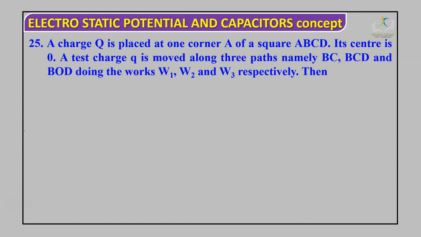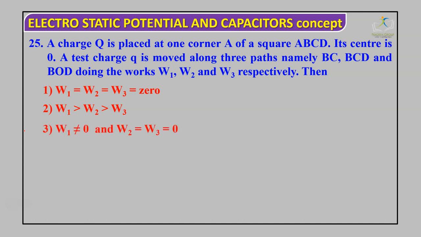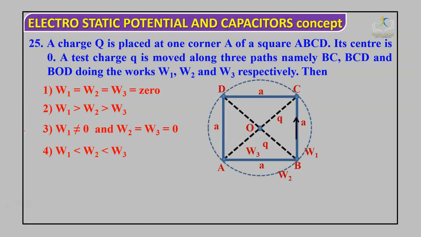A test charge Q is moved along three paths, namely BC, BCD, and BOD, doing the work W1, W2, and W3 respectively. Then: W1 = W2 = W3 = 0; W1 > W2 > W3; W1 ≠ 0 and W2 = W3 = 0; W1 < W2 < W3. This is the diagram. Let us see the solution of this question.